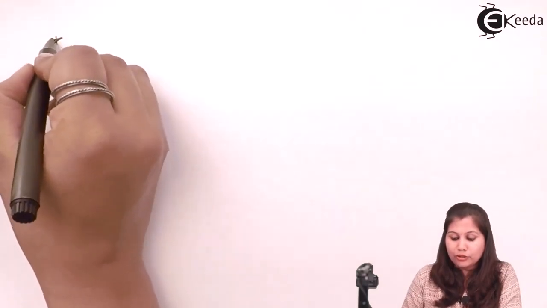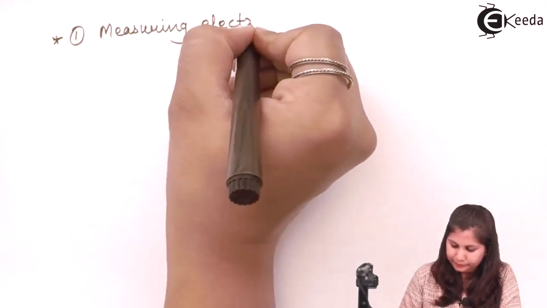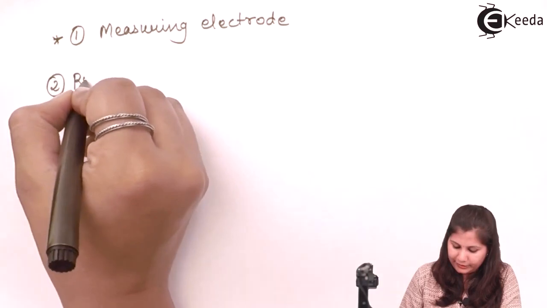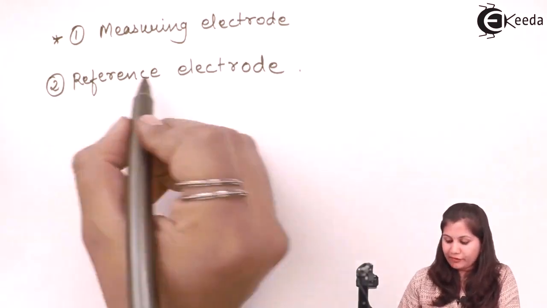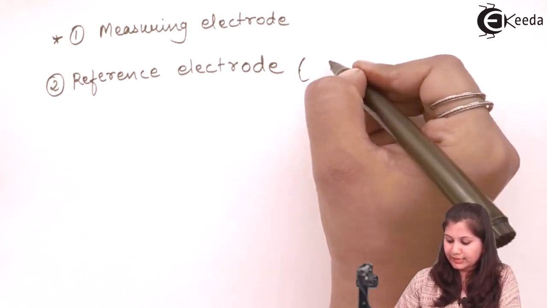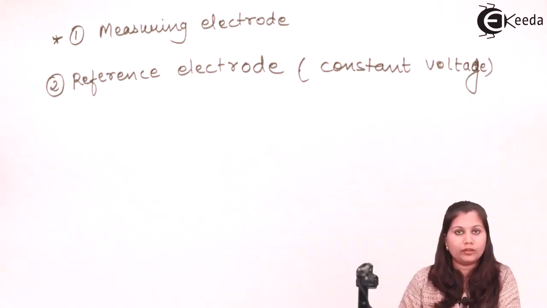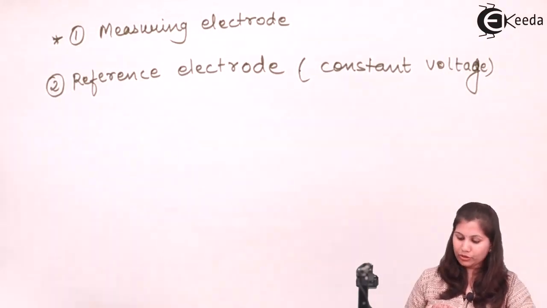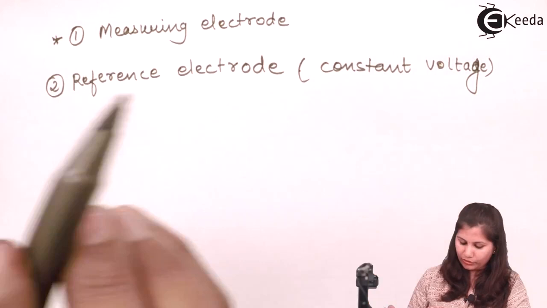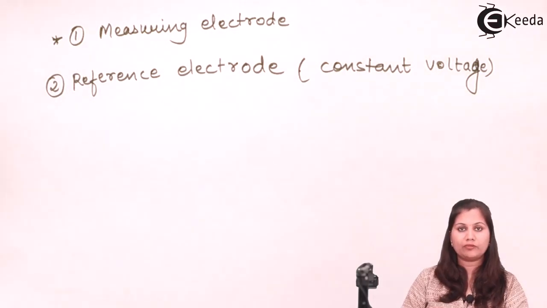So as I have said, there are two electrodes. One is the measuring electrode and the other is the reference electrode. So this reference electrode is taken as a reference, so this is kept at a constant voltage, regardless of the pH of the solution, whichever solution we have used. So the reference electrode is kept at a constant voltage, whereas the potential of the measuring electrode, we are going to measure it with the help of the voltmeter.